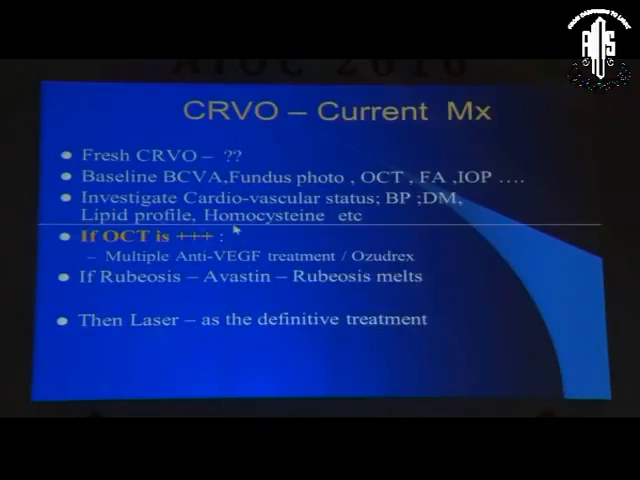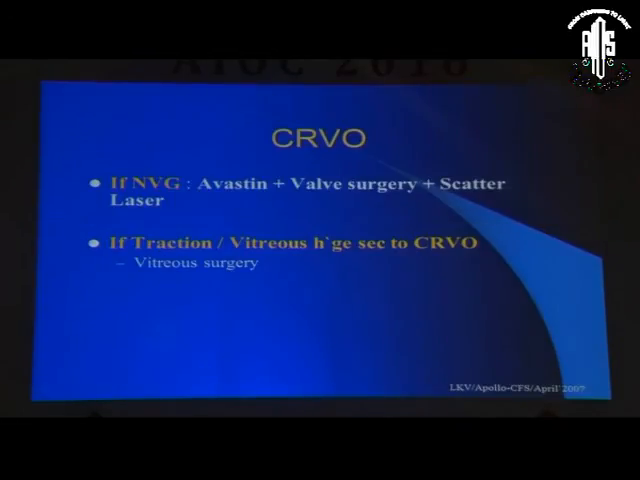Similarly in CRVO, after doing the baseline, if OCT is high, the number of injections required are much higher. If rubeosis is there, then Avastin, rubeosis melts away and then laser can be done as a definite treatment. A lot of these patients of CRVO present with NVG, may present like this.